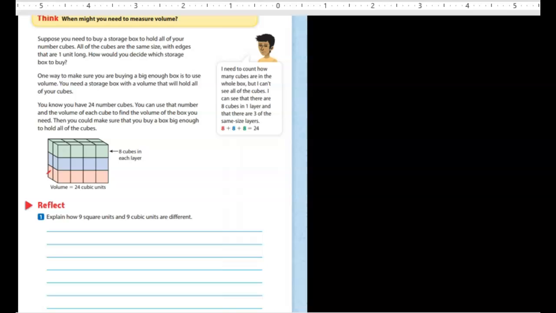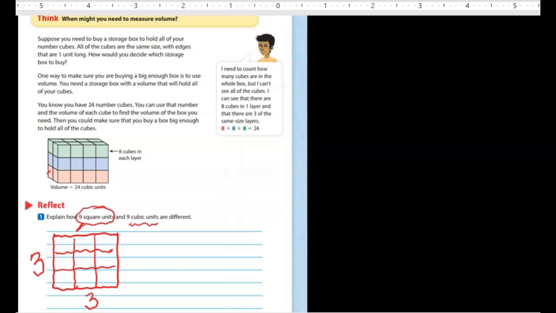Okay. So now the question is, explain how 9 square units and 9 cubic units are different. So let me talk to you about that. If this is my bedroom floor, and I have 3 feet on this side and 3 feet on this side, I could say, oh, that's what this would look like. I would divide it into squares, and I would say, oh, there's 9 squares in there. So that would be 9 square units right there.